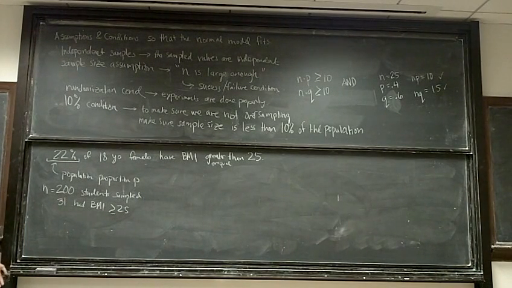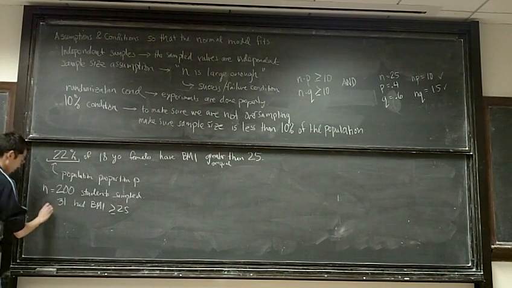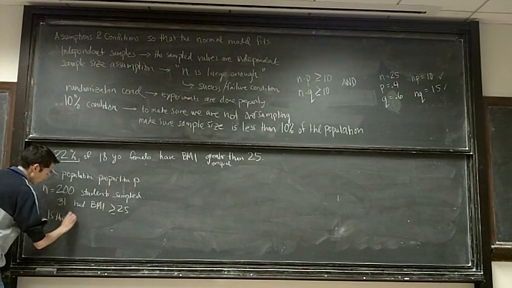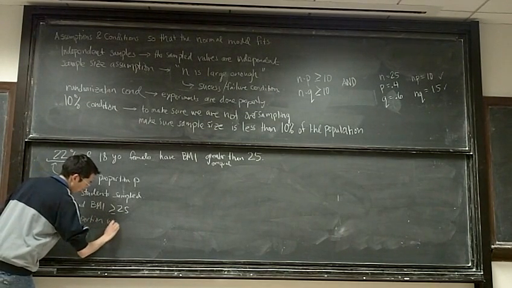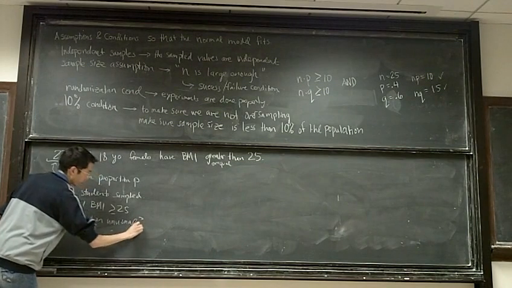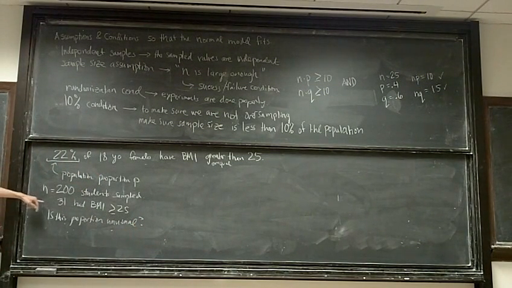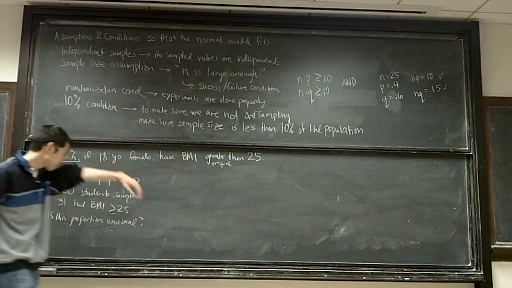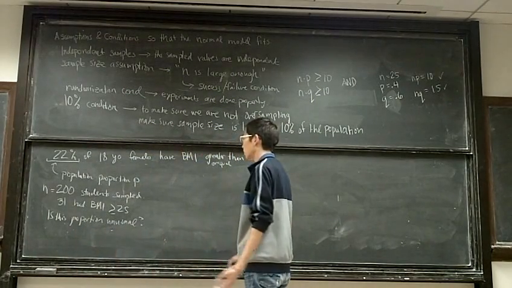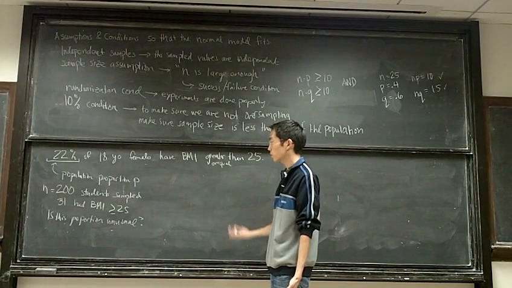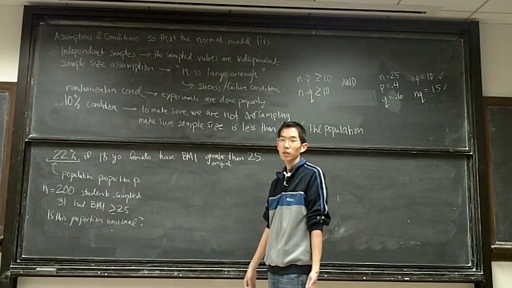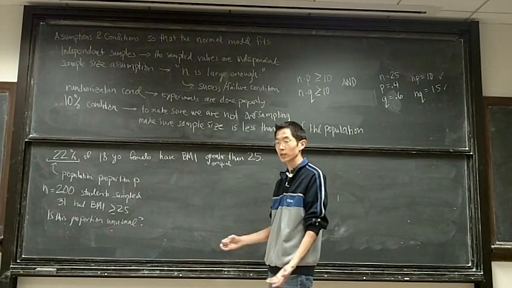So is this proportion unusual? Is the fact that the college observed 31 out of 200 unusual? First of all, if the college observed 31 out of 200 students, what is the sample proportion of this college?